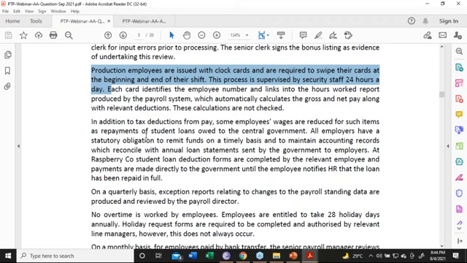Each card identifies the employee number and links into the hours worked report produced by the payroll system, which automatically calculates the gross and net pay along with relevant deductions. Is this a key control or a poor control? Just read from each card till deductions.